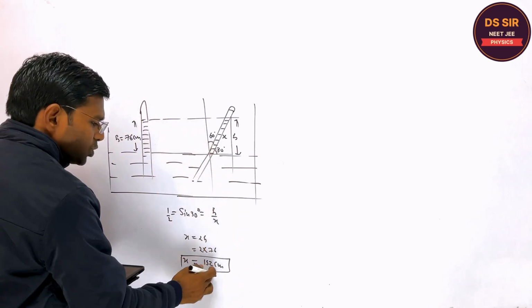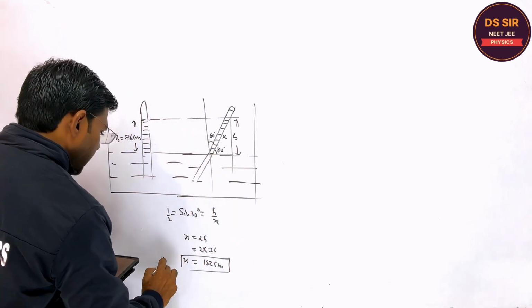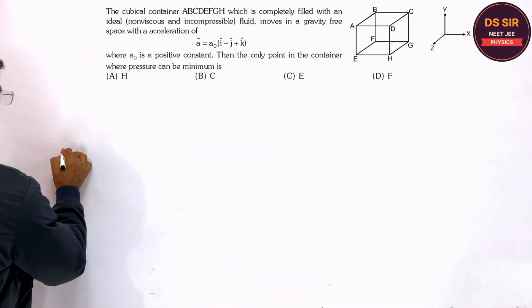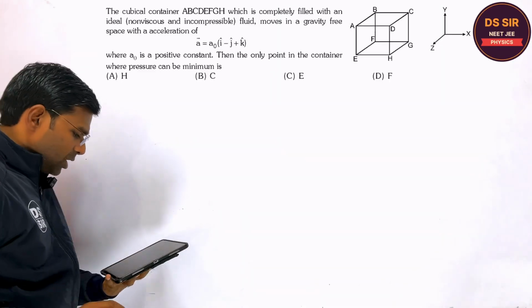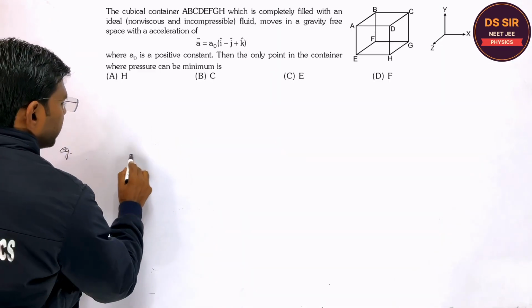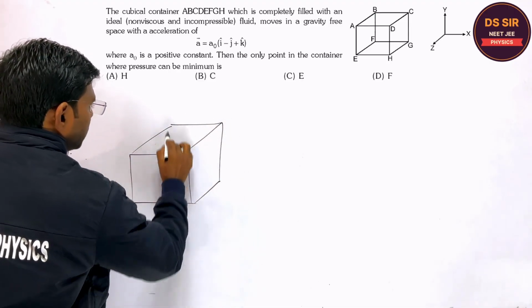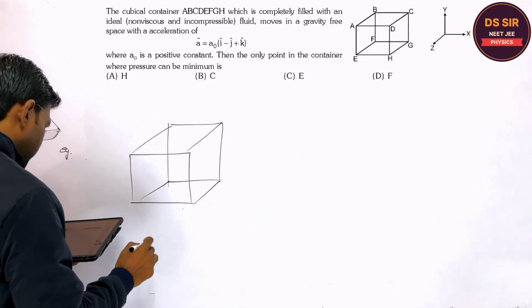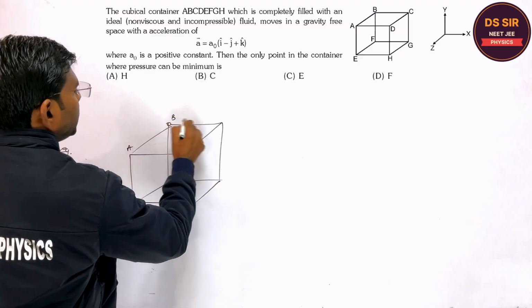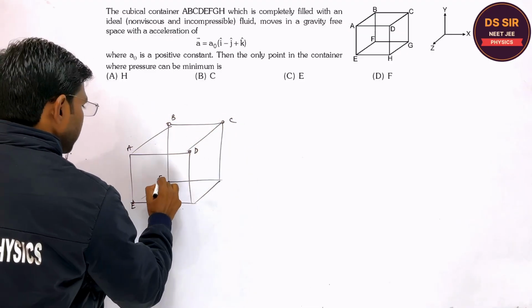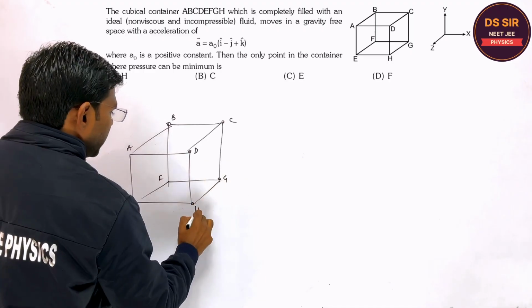Is 152 centimeter. Option A is the correct option, right? Copy this. Now in the next example, a cubical container is there. Suppose this is the container. The container points are A, B, C, D, E, F, G, H.